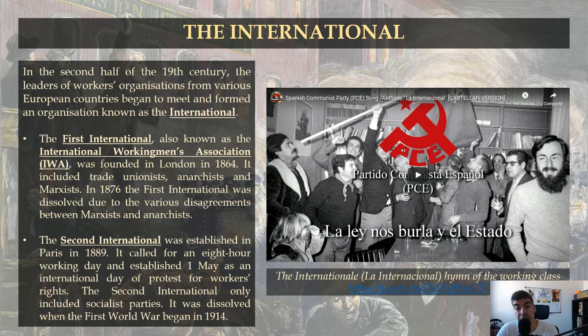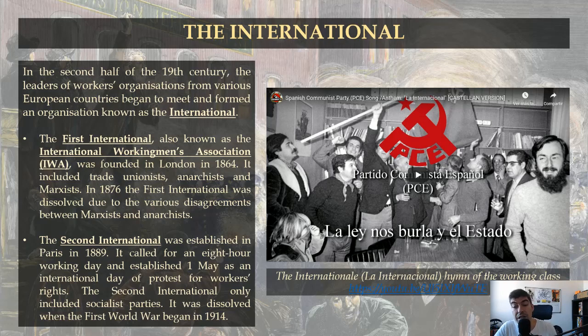The Second International was established in Paris in 1889, and it called for an 8-hour working day instead of the 12, 14 or 16-hour working day, as we studied in the previous unit, and established the 1st of May as an international day of protest for workers' rights. Remember the Haymarket riot that I showed you at the beginning of the video?